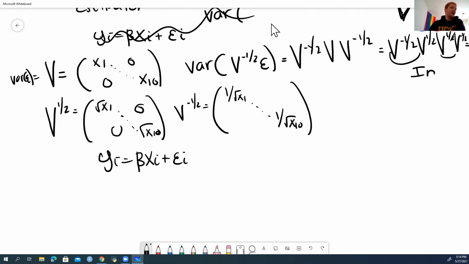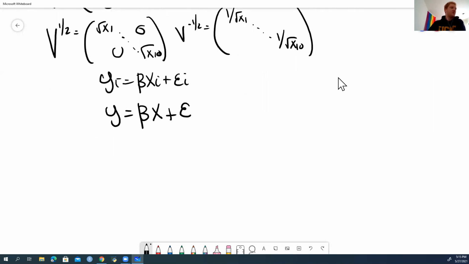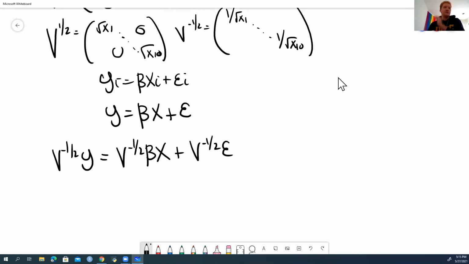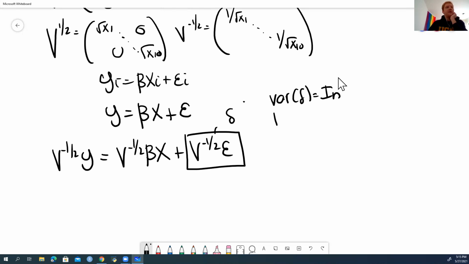I'll write this in a better way. We let y equal beta x plus epsilon. If instead we write the expression V to the negative 1/2 y is equal to V to the negative 1/2 beta x plus V to the negative 1/2 epsilon, then we can let this be our error term. If I call this delta, then the variance of delta is now equal to the identity matrix, as we just showed, and the expected value of delta is still equal to 0.